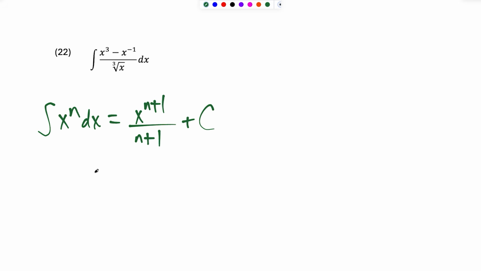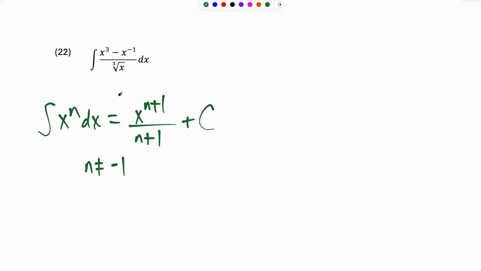Question 22, we need to evaluate this indefinite integral, and we're going to be using this formula. The integral of x to the n power is equal to x to the n plus 1 over n plus 1, and then we tack on plus c at the end. And we can only use this when n is not equal to negative 1.